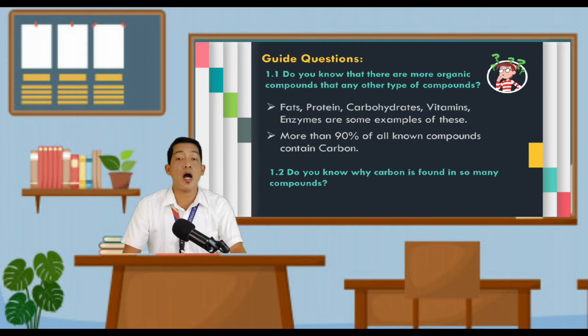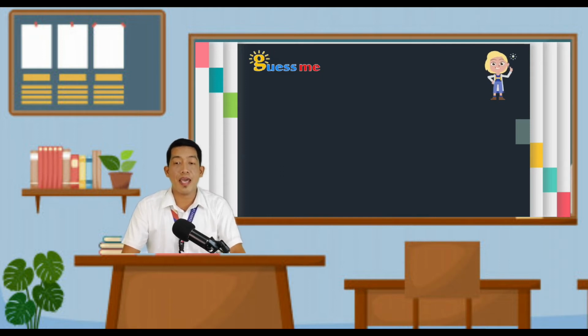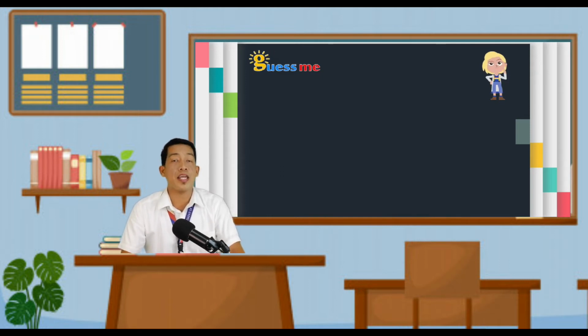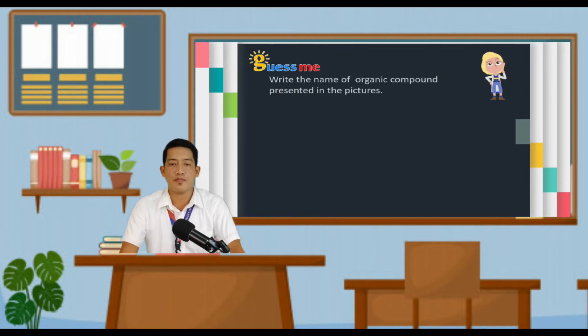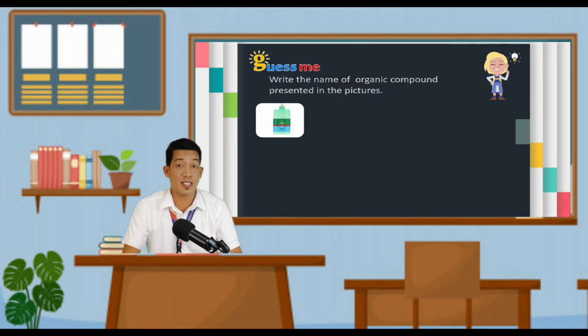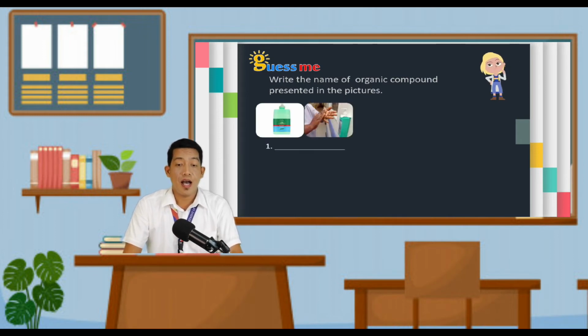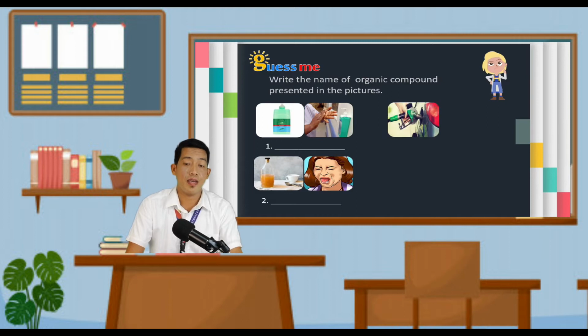Now, let us check some common organic compounds you know by answering the next activity. The activity is entitled Guess Me. Using your pen and science notebook, write the name of organic compounds presented in the pictures. Okay, first set of pictures. Can you guess? How about the second set of pictures? Do you have an idea? Third one. And lastly.